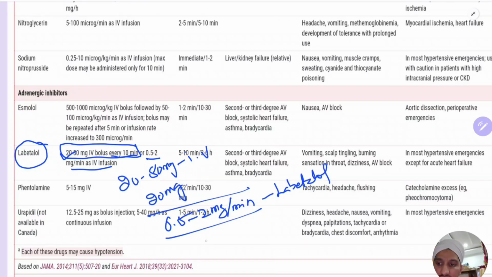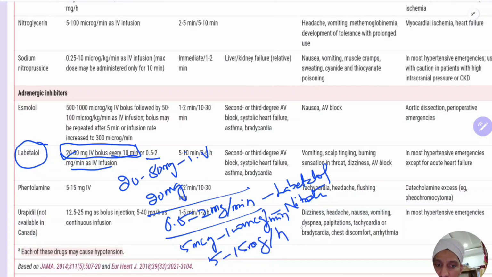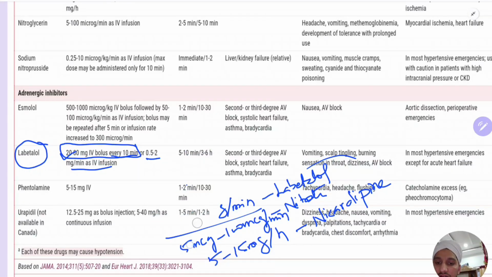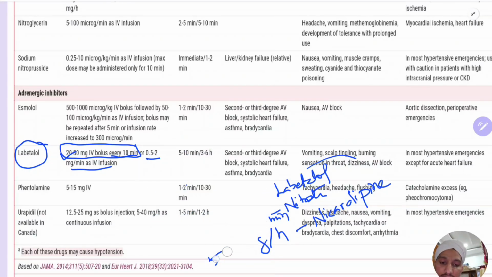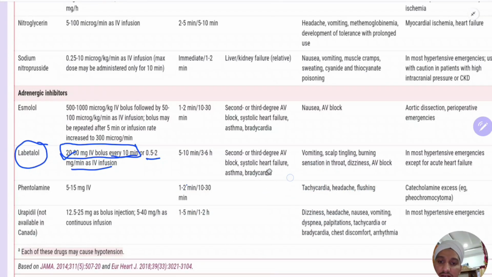Just to revise important drugs. 0.5 to 2 mg per minute is Labetalol. 5 microgram to 100 microgram per minute is nitrates. And 5 to 15 milligram per hour, this is also as infusion, is Nicardipine. Okay, Labetalol is 0.5 to 2 milligram per minute. So it will act within 5 to 10 minutes.